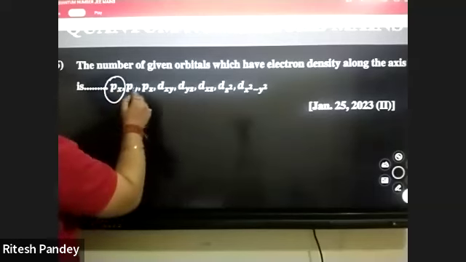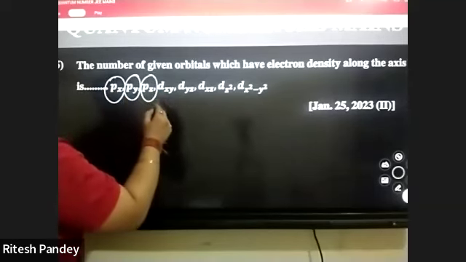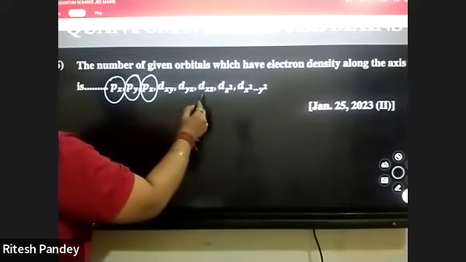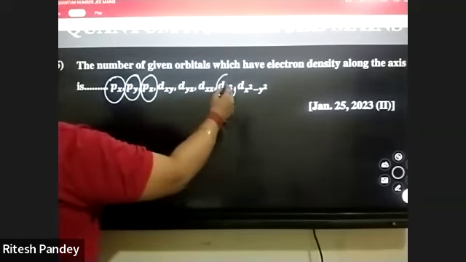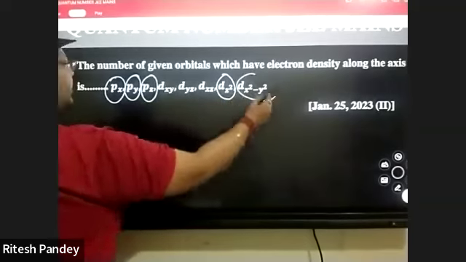5. Along the x-axis, along the y-axis, along the z-axis. xy, yz is between the axes, xz is again between the axes, this is along the z-axis, and this is along the x and y axes.